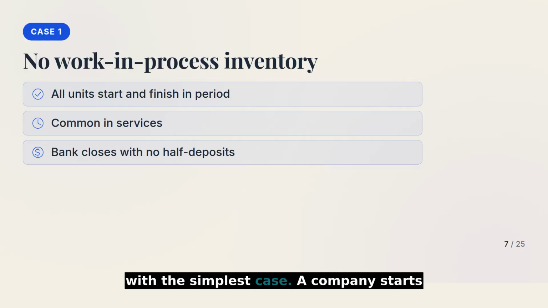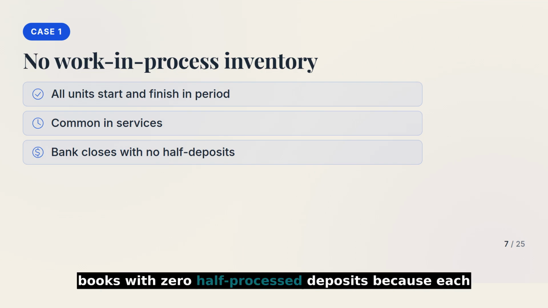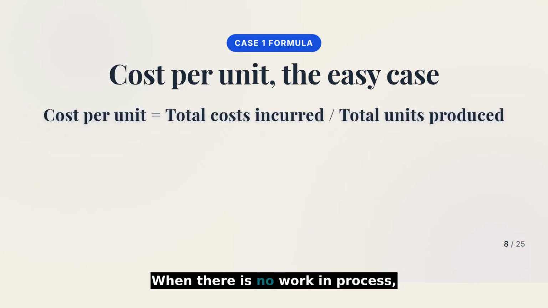Start with the simplest case. A company starts and finishes every unit inside the accounting period. No partially complete units at the start or end of the month. This is common in services. A bank closes its books with 0 half-processed deposits because each deposit clears in seconds. When there is no work in process, the math is straightforward. Cost per unit equals total costs incurred divided by total units produced. That is it. The full power of process costing collapses to one division when nothing is left in flight.